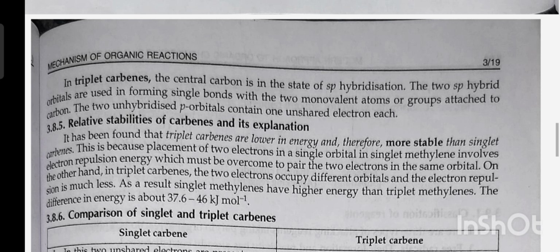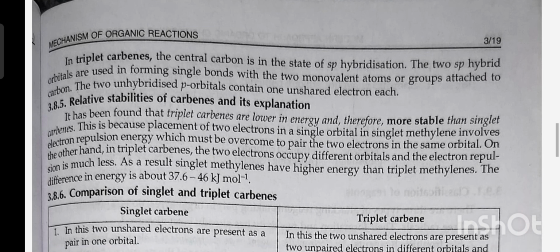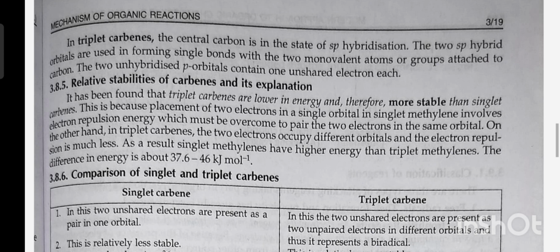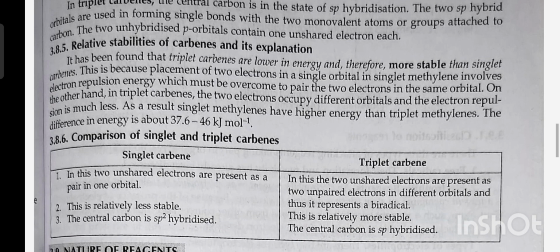Relative stability of carbene and its explanation. It has been found that triplet carbenes are lower in energy and therefore more stable than singlet carbenes. This is because placement of two electrons in a single orbital in a singlet methylene involves electron repulsion energy, which must be overcome to pair the two electrons in the same orbital. On the other hand, in a triplet carbene, the two electrons occupy different orbitals and the electron repulsion is much less. As a result, singlet methylene has higher energy than triplet methylene. The difference in energy is about 37.6 to 46 kJ per mole.